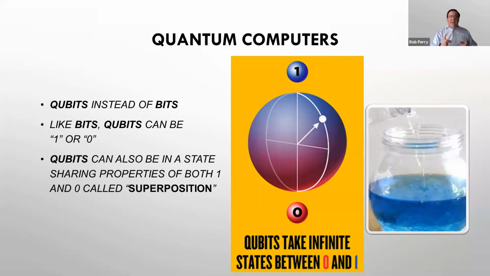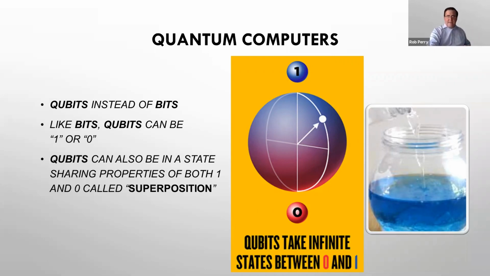Now, they call this concept where it can be in various states between 1 and 0 a superposition. And superpositions are what distinguish a qubit from a bit. All right. Hopefully that makes sense. That's one you've got to kind of take in. There's two big concepts, and this is one of the two.